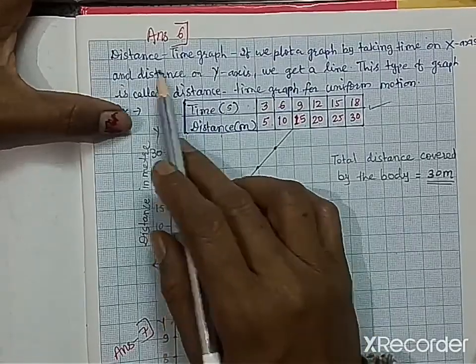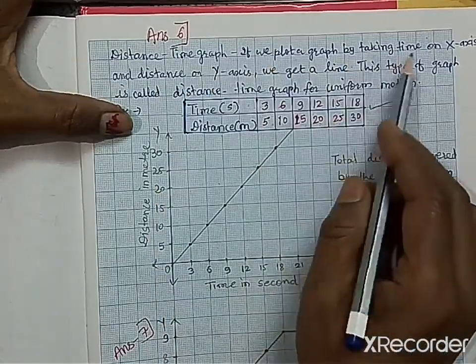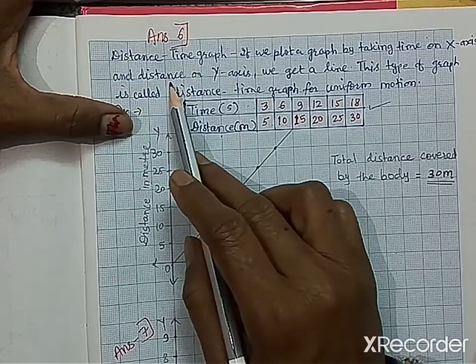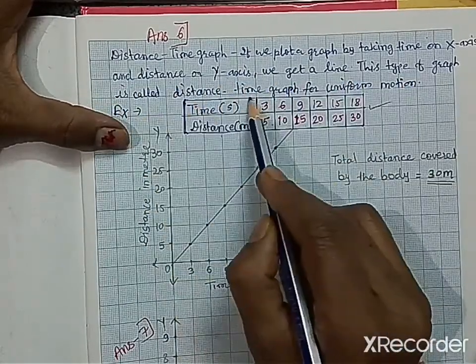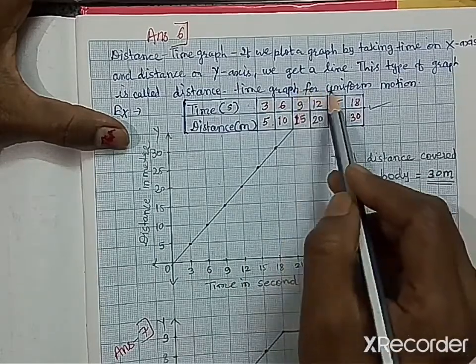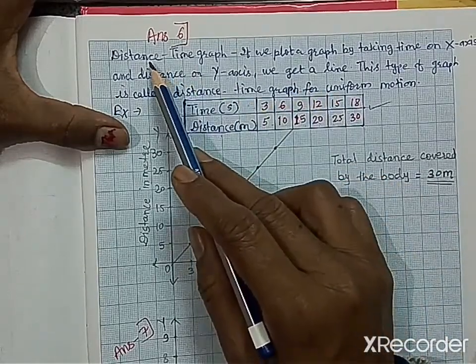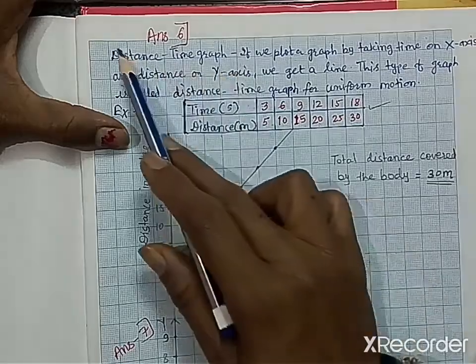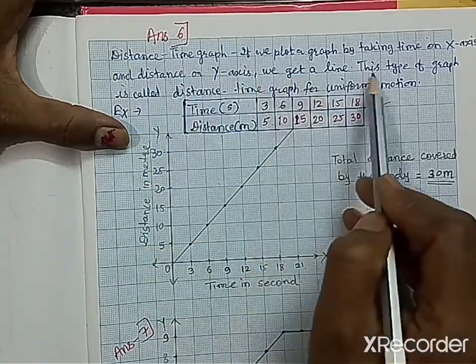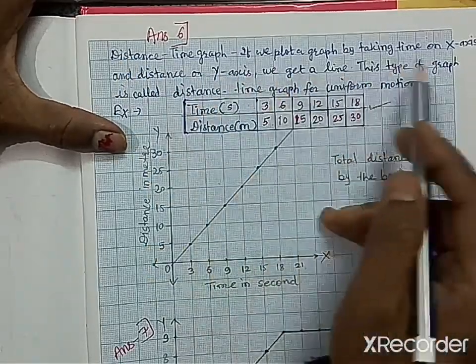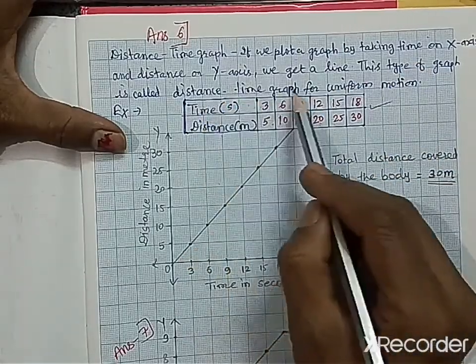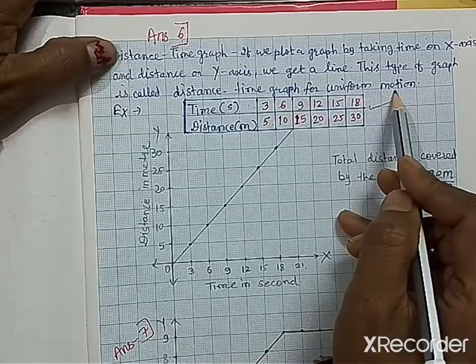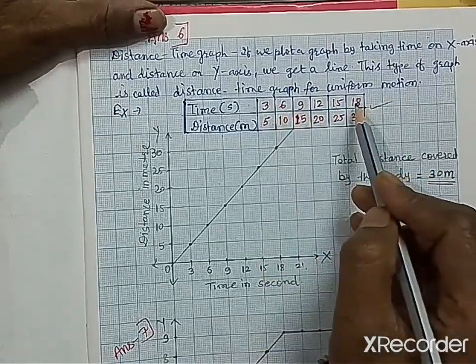Okay, so this distance time graph, if we plot a graph by taking time on x-axis and distance on y-axis, we get a line, and this type of graph is called distance time graph for uniform motion. So question was, what is the distance time graph? So this is the answer of this question. Okay, so this type of graph in which we get the straight line, it is known as distance time graph for uniform motion.